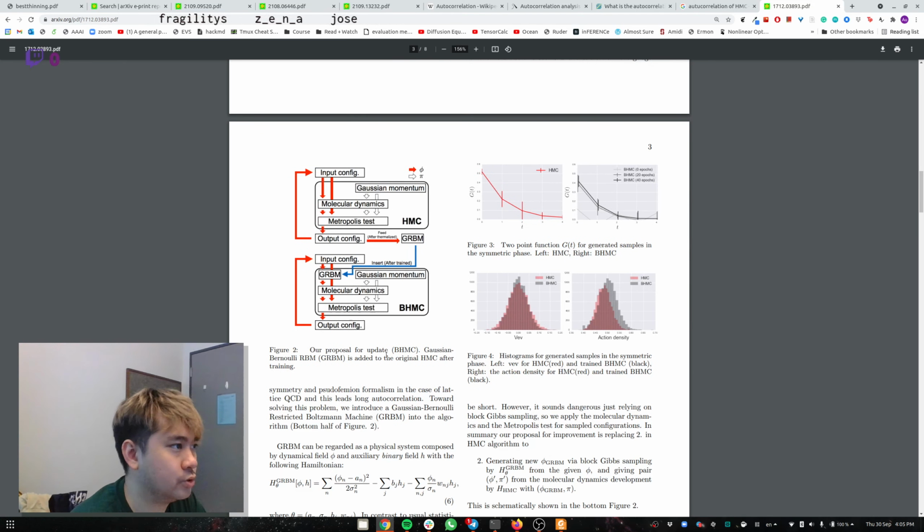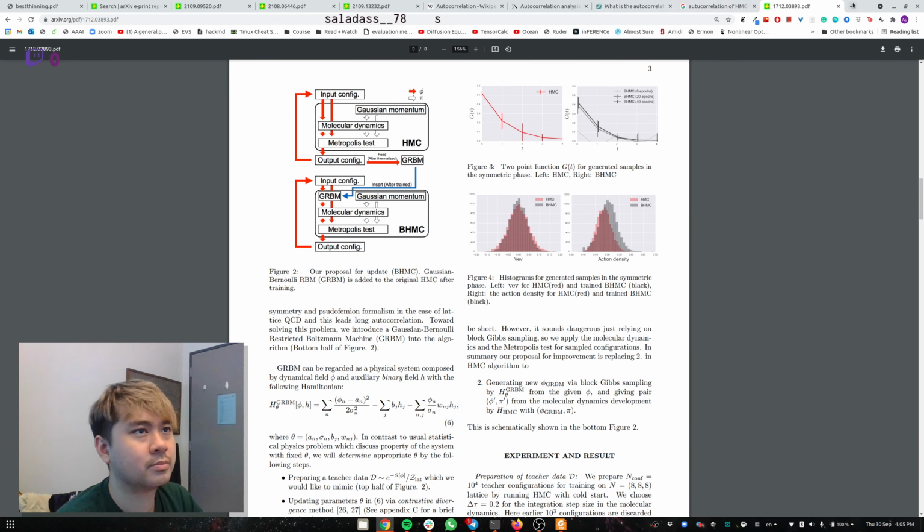Yeah. Alright, so input Gaussian momentum refresh dynamics test output. Throw it to input. Go to your, what's GRBM? Gaussian Bernoulli restricted Boltzmann machine. And then you train this thing with HMC, and then you get this, so that after you input you go through this. I see. So then you have this additional thing and you trained it with a standard HMC.